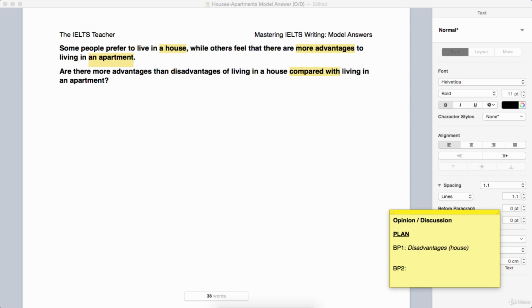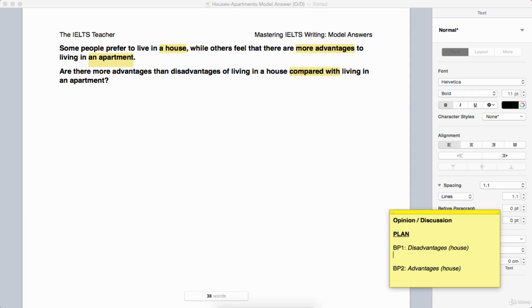In the second body paragraph, the side that I'm leaning more towards will be the advantages. But as I said, we do want to make sure that we are referring to apartments as well, but they are there to provide context and contrast. They are not the central purpose of the essay, which is mostly based on houses. Okay, hopefully that makes sense.